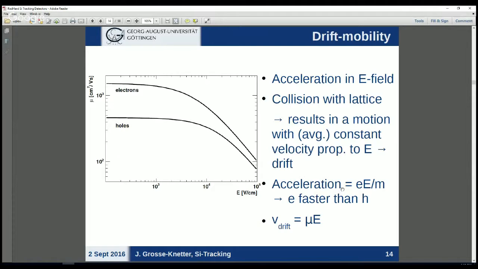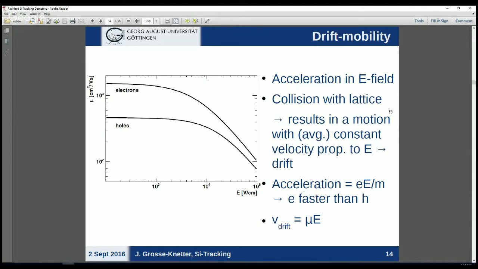And that, of course, will accelerate our charge carriers, both electrons and holes, in opposite directions, obviously. There will be remaining collisions with the lattice, or well, for holes it's even more complex because they have to fill the gaps and they don't move ahead that quickly. So the combination of both results in, at least on average, more or less constant velocity, which is proportional to the electric field.